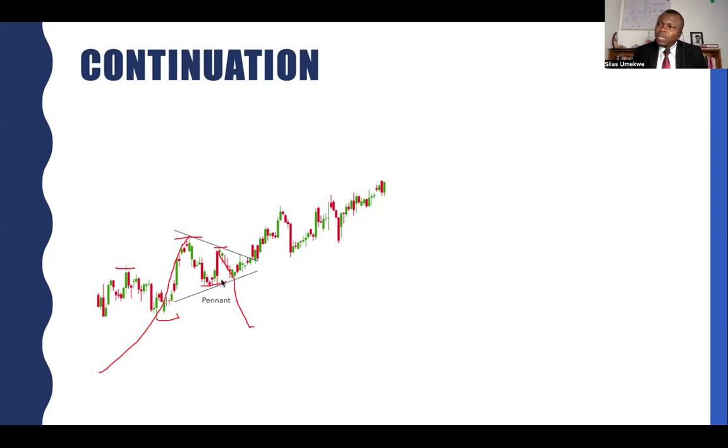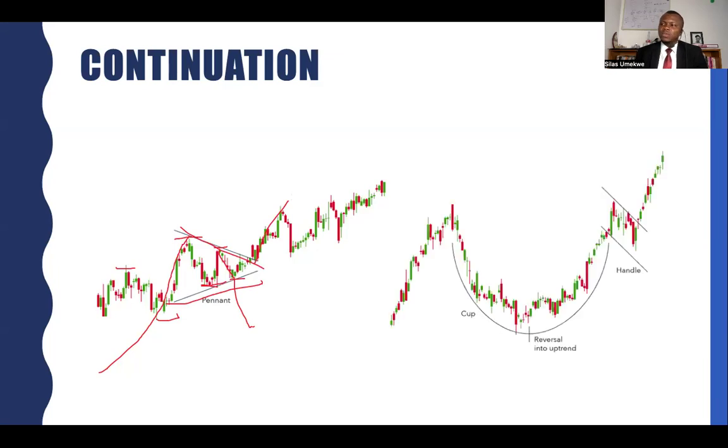But if it doesn't break, so that it now forms a higher low. Remember, it has printed a lower high, and now it has printed a higher low. You know that what we are having here is a pennant, and we are expecting the market to break to the upside. Right? That's it. Now, there's another pattern that I did not really talk about.